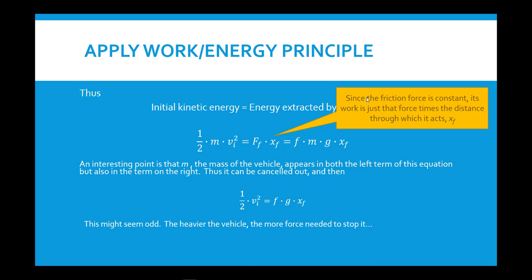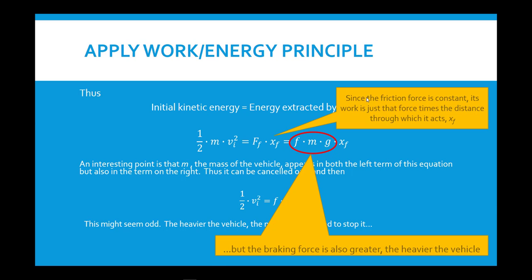Now this may seem odd. One would think that a heavier vehicle would take more force to stop it, and that is indeed the case. But notice that the braking force, as appeared on the previous slide, is the drag factor times the mass times g, the acceleration due to gravity, and therefore mg is the weight of the vehicle. And what this means is that a heavier vehicle is going to have a heavier braking force.